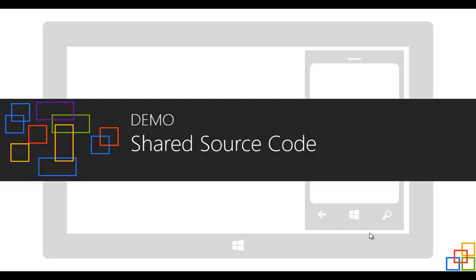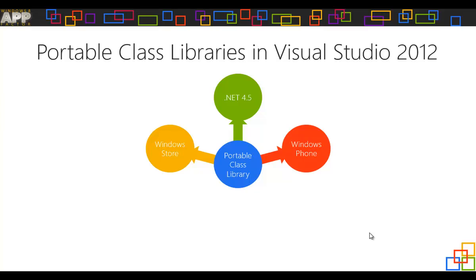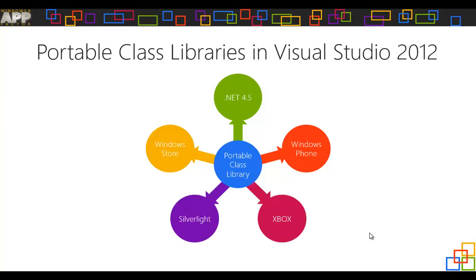So we can see that using shared source code files is a great way to share code between Windows 8 and Windows Phone 8 applications. The biggest limitation of it, though, is that you need access to the actual source code files themselves. If you wanted to be able to have a reusable assembly, a DLL, that you could target from future projects, then you might want to take a look at portable class libraries. Portable class libraries are a new feature fully supported in Visual Studio 2012, and they allow you to create a single assembly, DLL, that you can target from .NET 4.5, Windows Store, Windows Phone, and even Xbox and Silverlight applications.